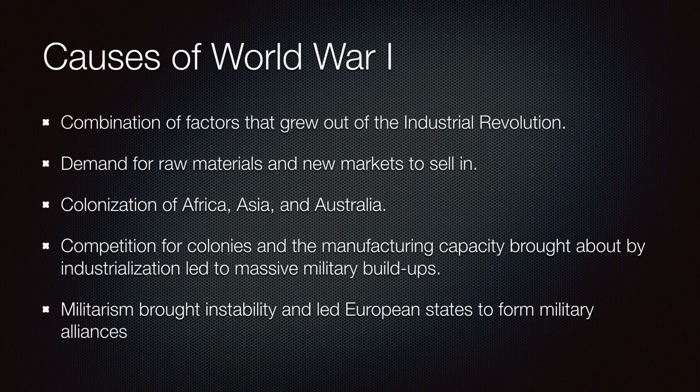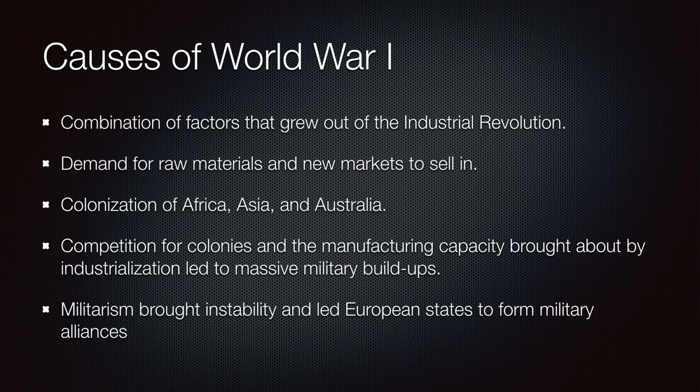These demands pushed Europe into a second phase of imperialism that culminated in the almost complete colonization of Africa, Asia, and Australia. So as Europeans scrambled to conquer territory and establish colonies, they came into conflict with each other, with old land-based powers like the Ottomans and the Russians, and new powers like the Americans and the Japanese. This competition for colonies, combined with the manufacturing capability brought by industrialization, led to massive military buildups.